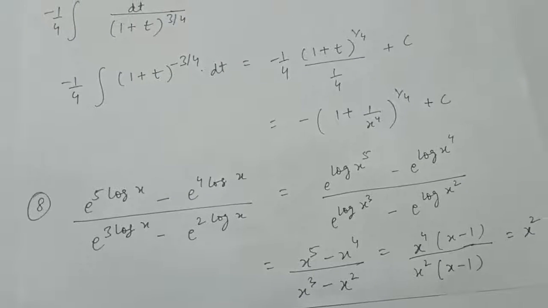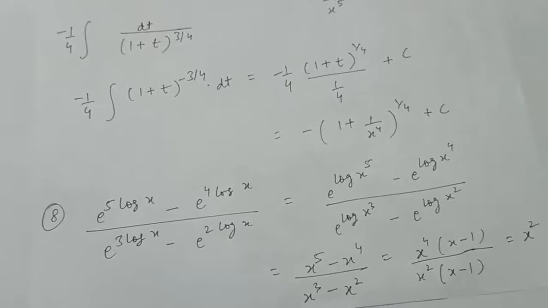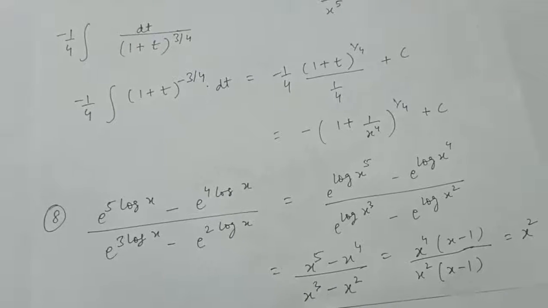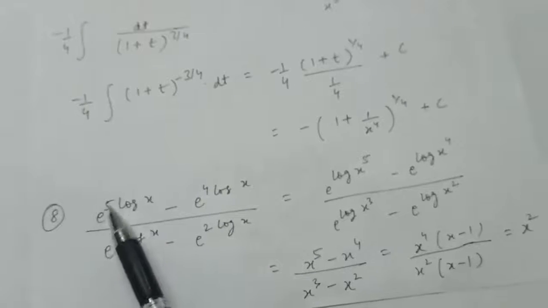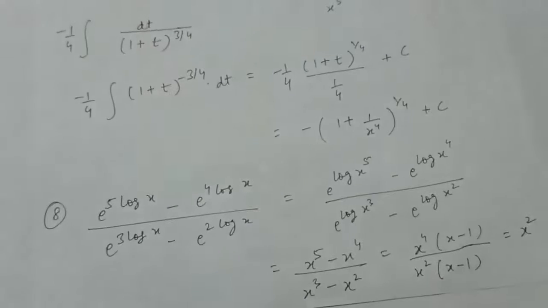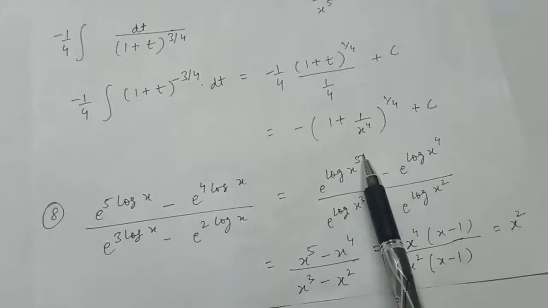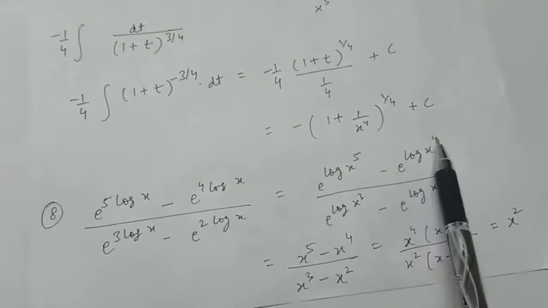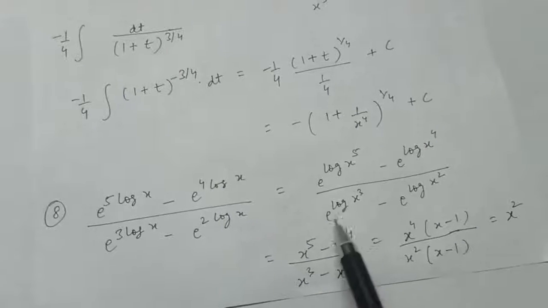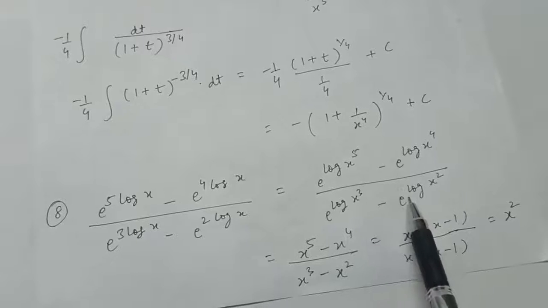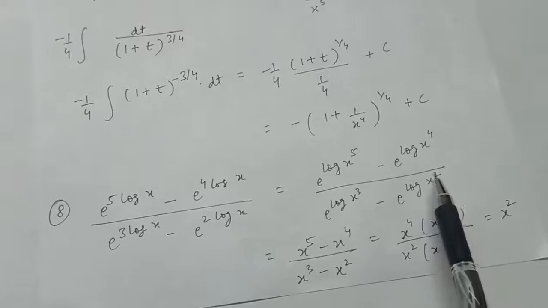As you know that the inverse of exponential function is logarithmic function. Therefore e raised to the power log x is equal to x. So first of all write down this as e raised to the power log x raised to the power 5. Right? Why? Because 5 log x can be written as log x raised to the power 5. Similarly this will be log x raised to the power 4, and similarly this will be e raised to the power log x cube, and this will be e raised to the power log x square, right?